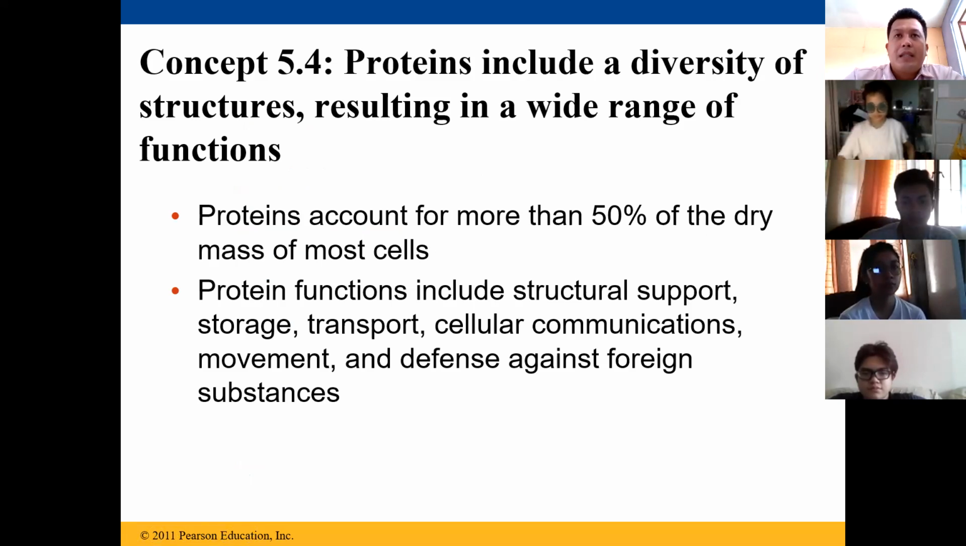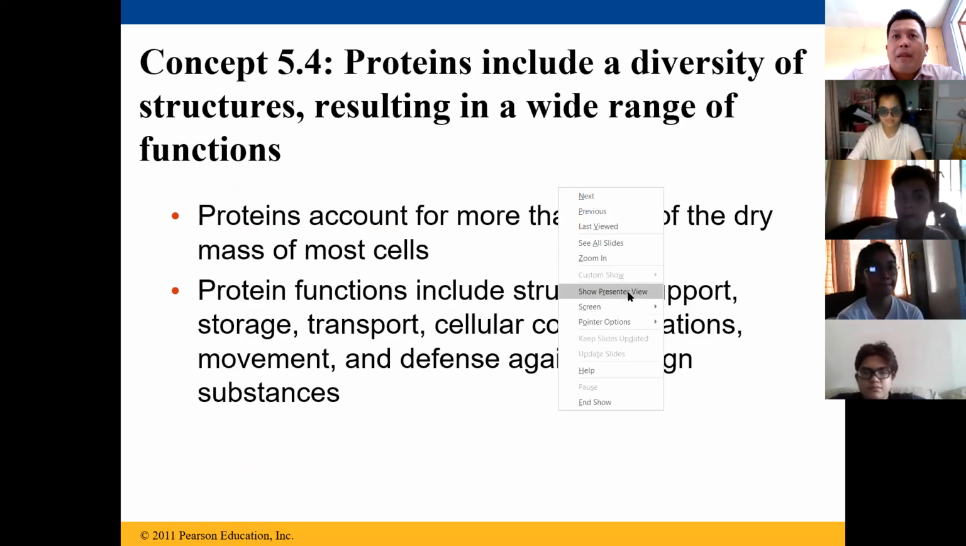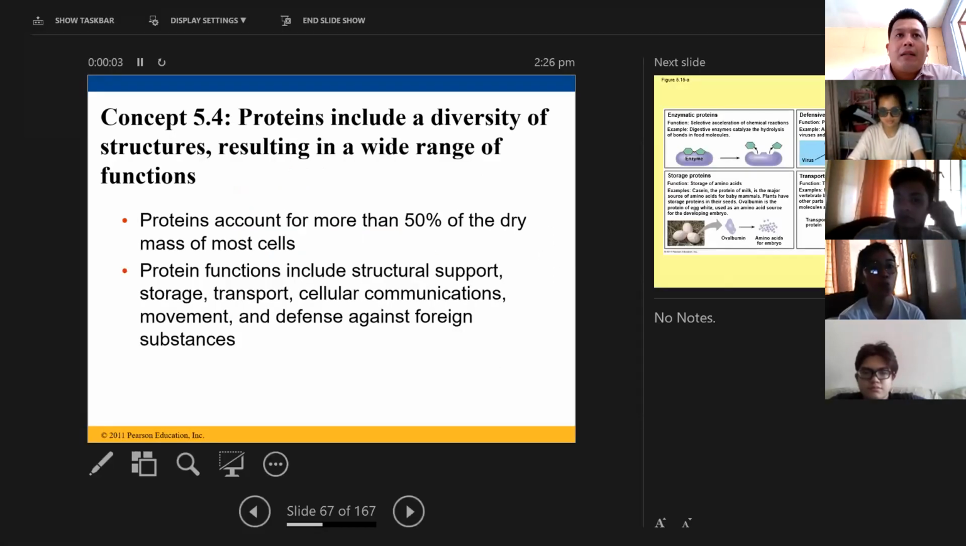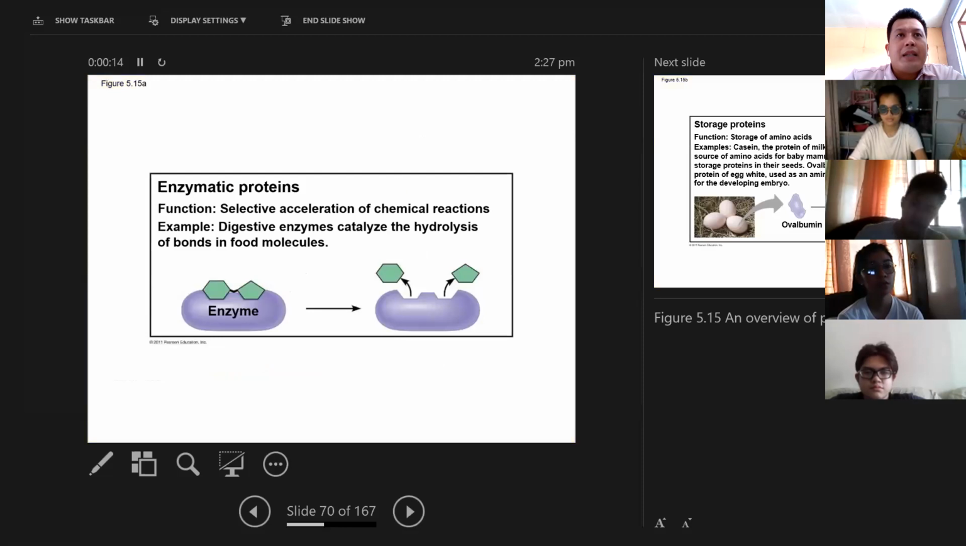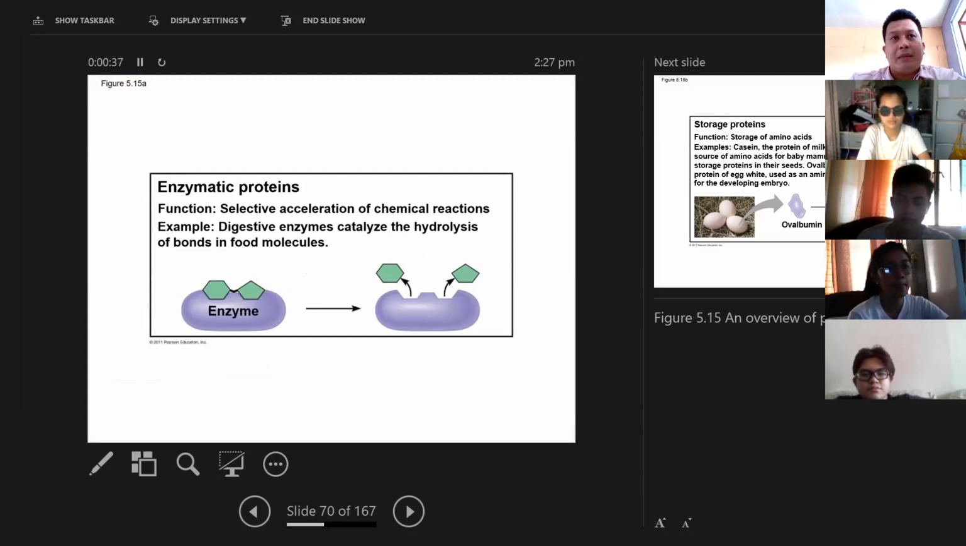So again, proteins are considered to be structural, storage, transport, cellular movement, defense, and the like. Let's start with the first one, enzymatic proteins or enzymes. Proteins can be considered enzymes and they function to accelerate chemical reactions. Enzymes could either be a catalyst, which means they will not participate in the reaction, rather they are the igniters of the reaction, or they will participate in the reaction as enzymes itself. An example is a digestive enzyme.